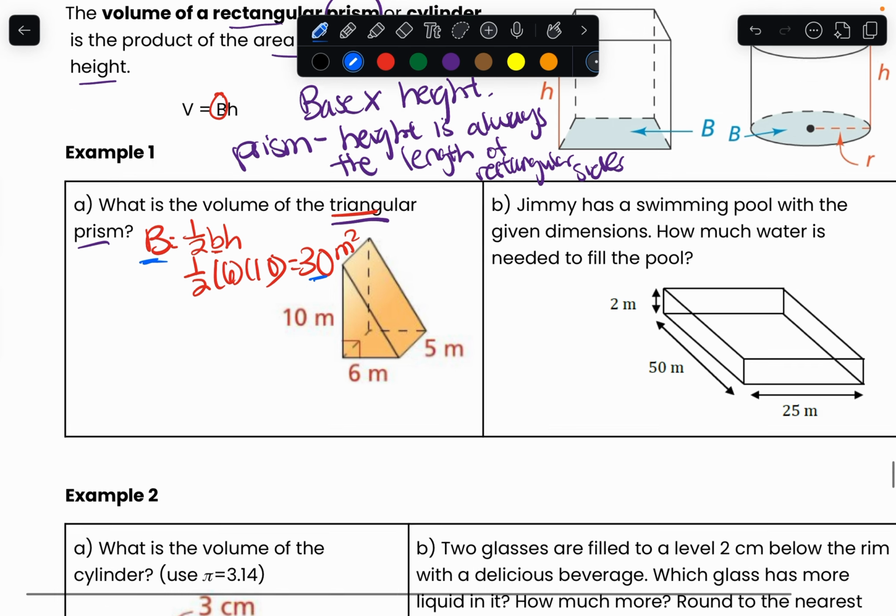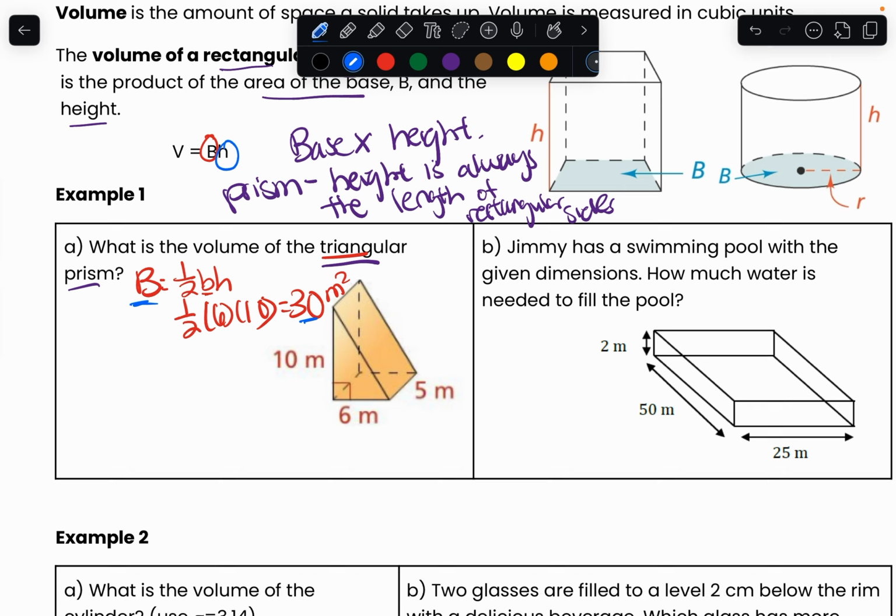Now, I need to find my height. Well, my height is always the length of the rectangular sides. Right here, this is the length of the rectangular sides. It's 5. So to find my volume here, I'll just do 30 times my height, which is 5. And therefore, my volume here will be 150 meters, and since we're doing volume, it will be cubic, or cubed.